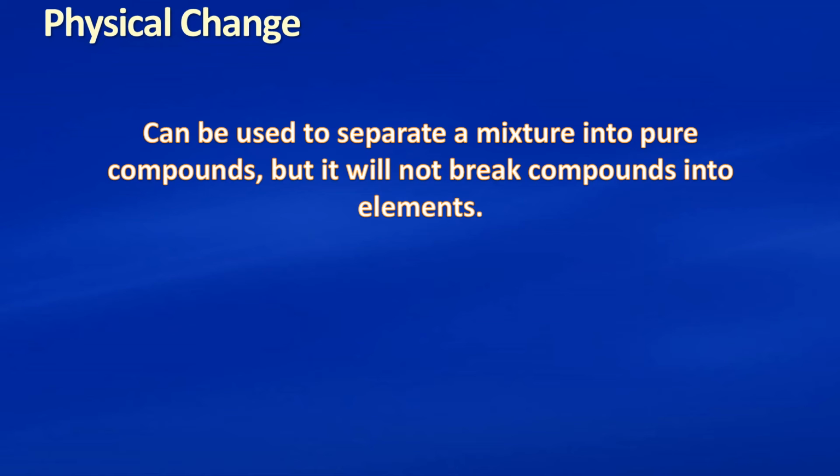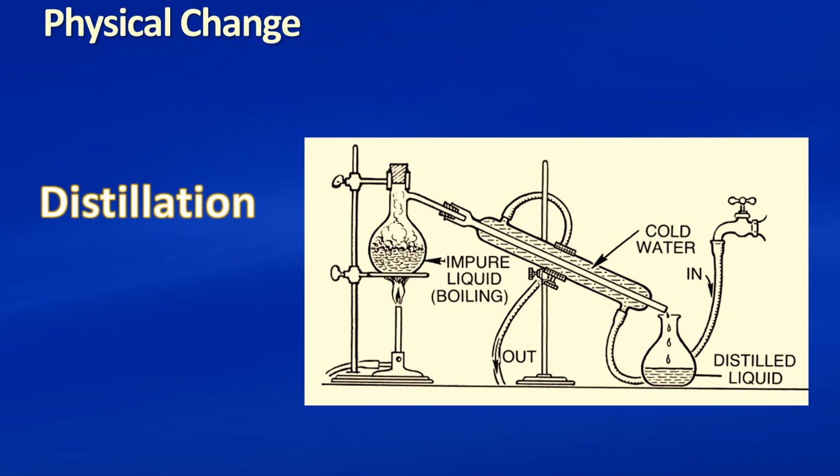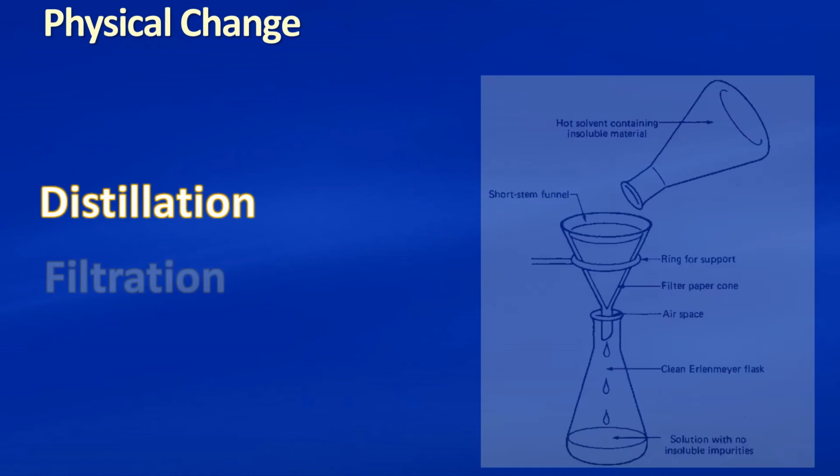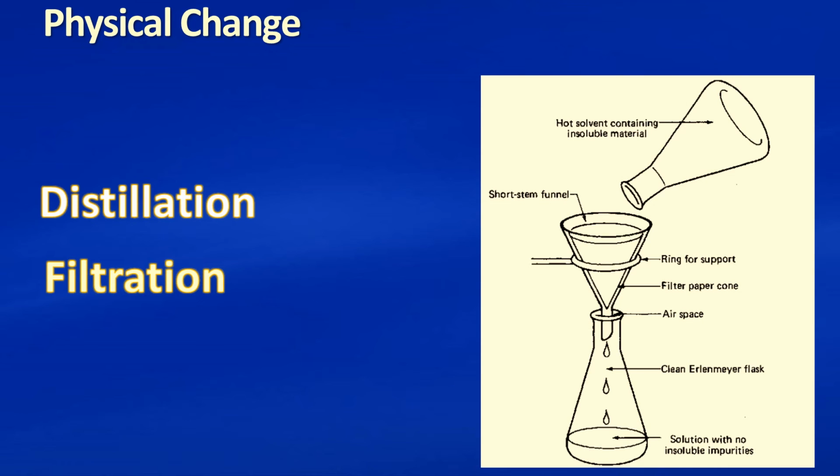Now, if we have a mixture, we can use the different properties of physical changes to separate a mixture into its compounds, but a physical change does not allow us to break compounds into elements. Distillation, we did this lab last year, where you can separate two different liquids based on their boiling points. Filtration, easy peasy one, works really well when you have a mixture of a solid inside of a liquid. Then your filter paper will catch one and not the other.